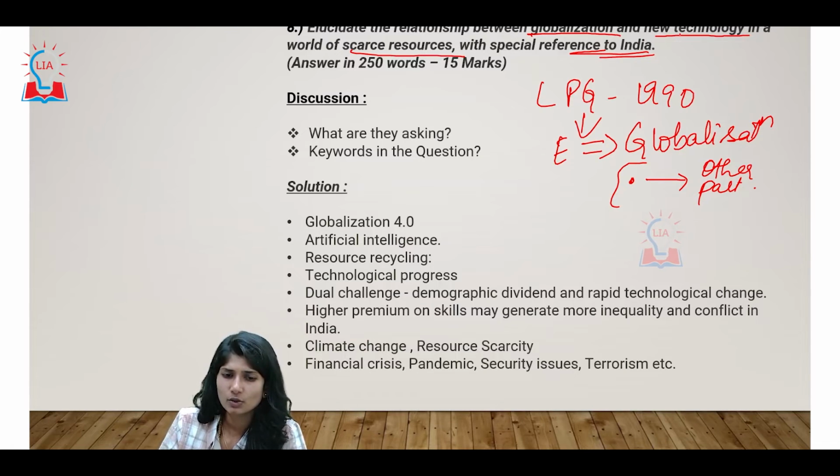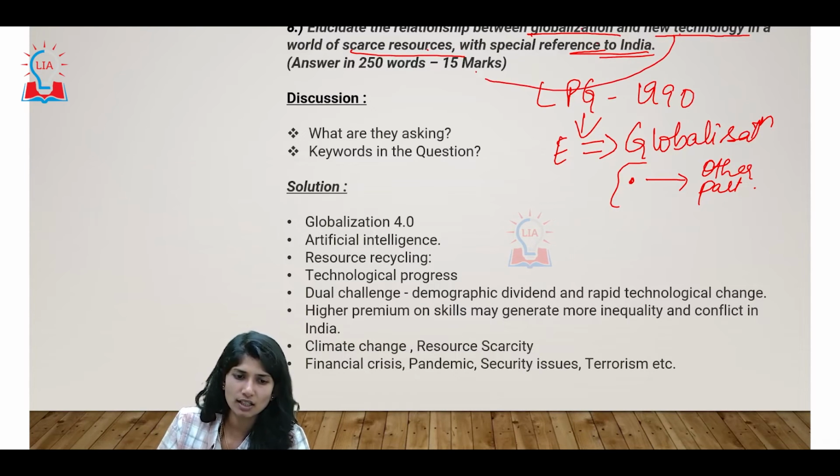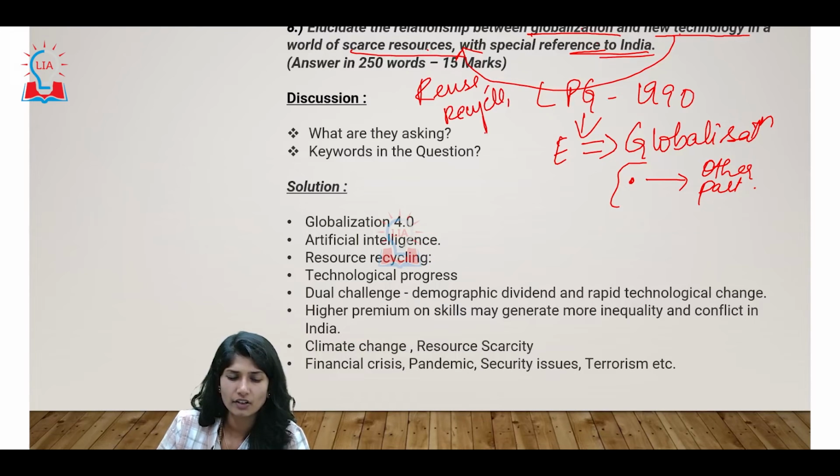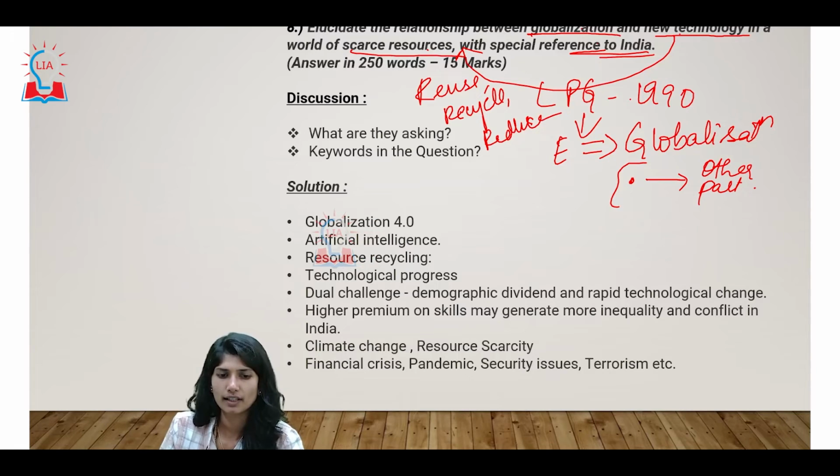Now, when we say new technology is coming in globalization and scarce resources, the technologies that are coming now are so unique and more adaptable such that they are trying to make the best out of the scarce resources, or trying to reuse, recycle and reduce. Basically, there are technologies that are coming only to make sure that we are able to do these. Those are the positives. Yes, there are negatives too.